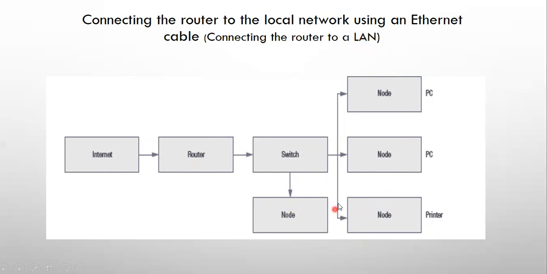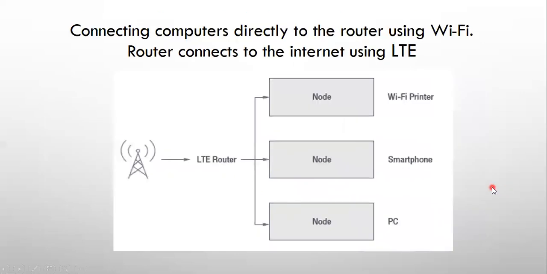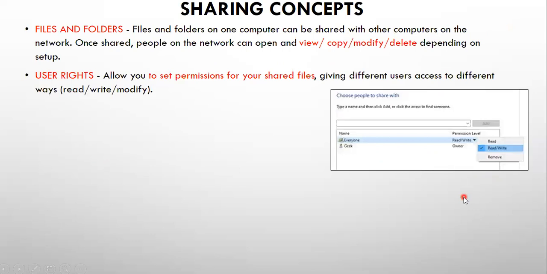And the cable that's being used is an Ethernet cable or UTP cable. We also have connecting computers directly to the router using Wi-Fi. So these computers can be connected directly to the router and not in a local area network, not through a switch. So connecting by Wi-Fi, you can connect a printer, a smartphone, a PC through the router to the internet. So that is a possible connection.